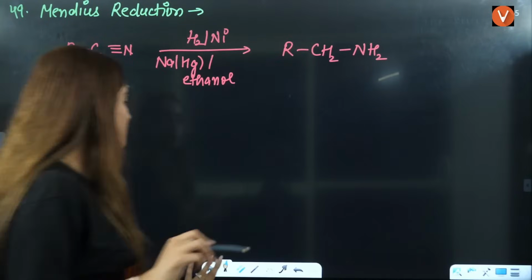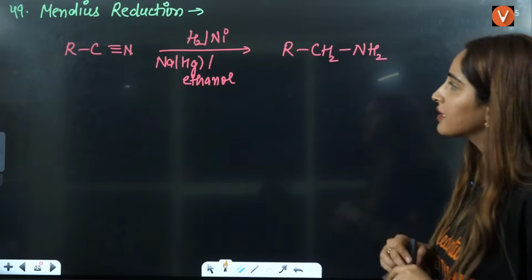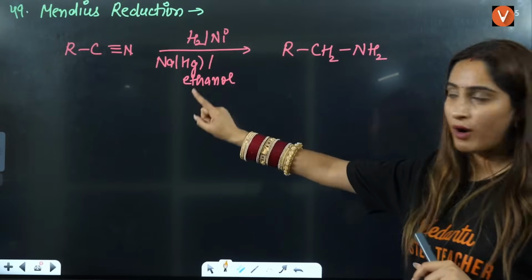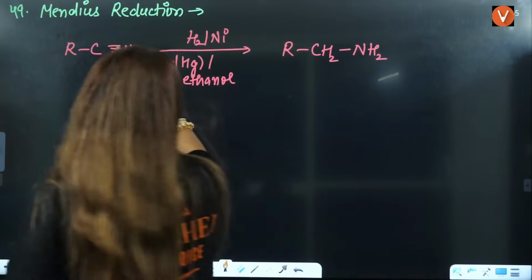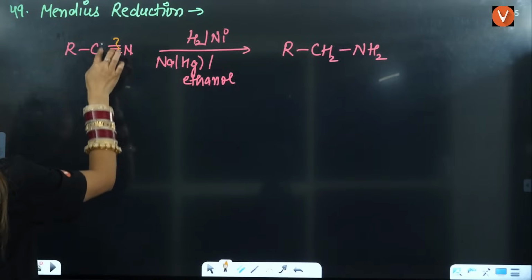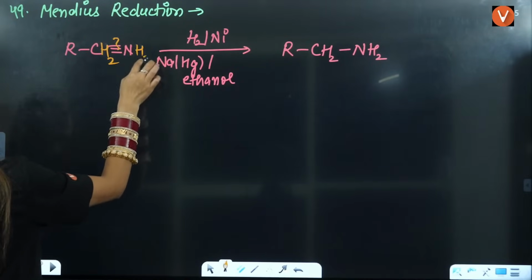Right? Next is Mendius reduction. For Mendius reduction, we have C triple bond N. In this case, these two pi bonds will break and you will have H2 and H2 in both the cases.